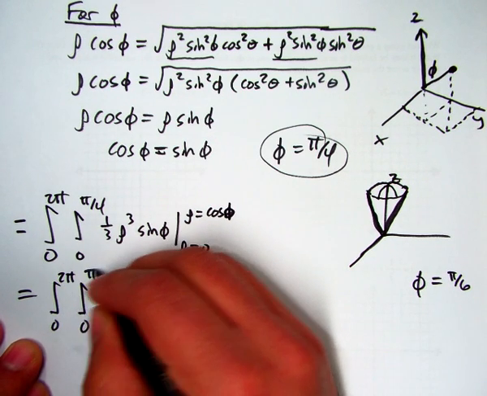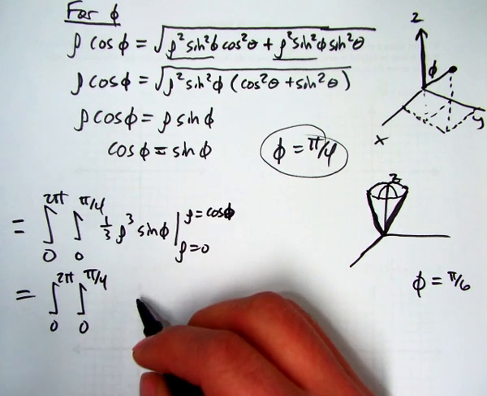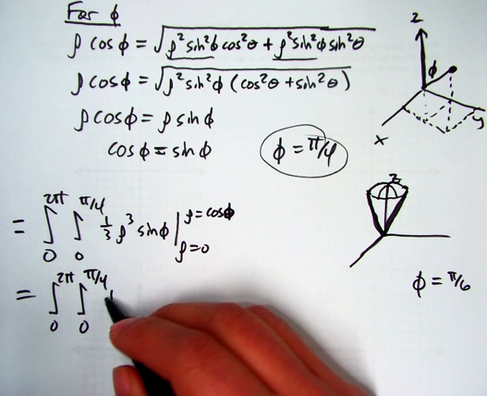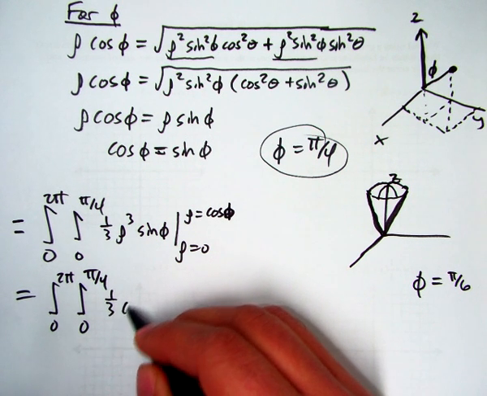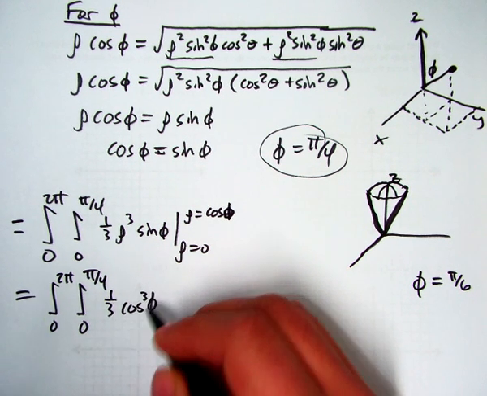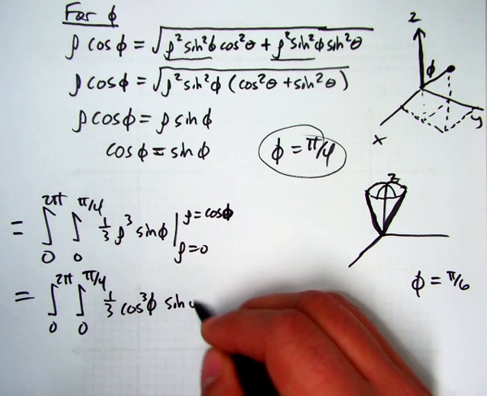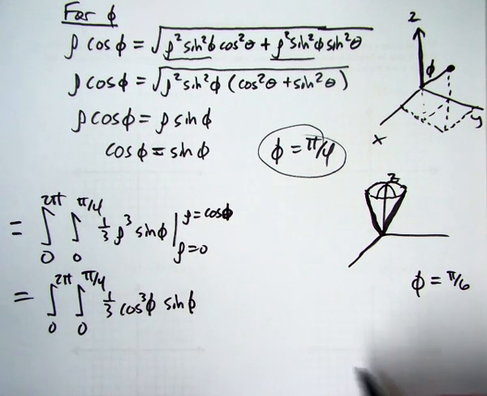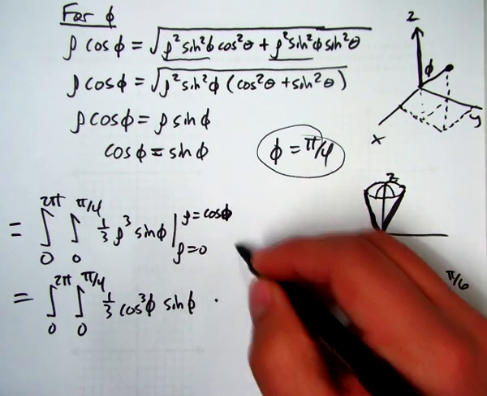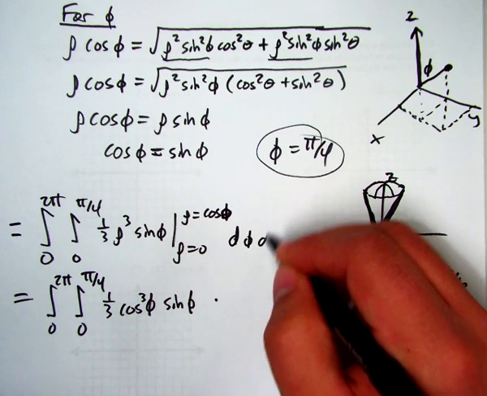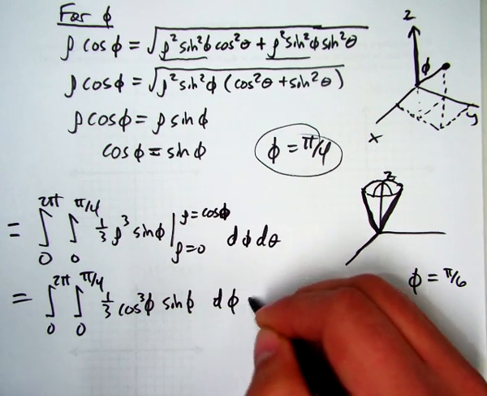And when you do that, you get one third cosine cubed phi sine phi. Rho equals 0 doesn't do anything. Oh, forgot my d phi d theta. And then it's a u-substitution.